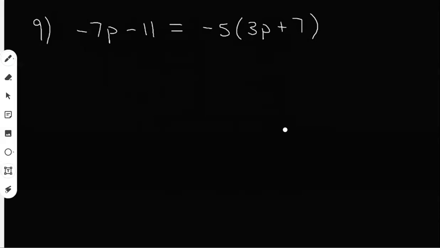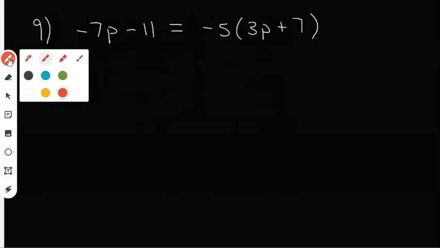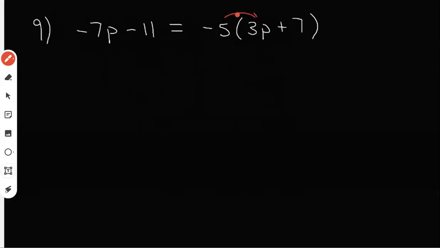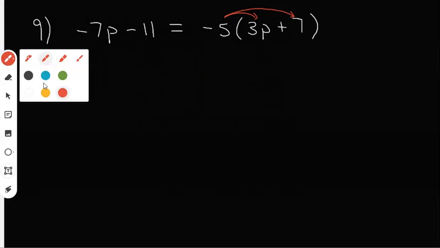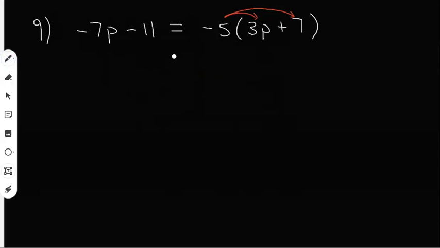Okay, so there are a couple ways you can do this, but ultimately you want to get the p terms on one side together. The first thing that I can do is I can do the distributive property on the right-hand side. So I can multiply everything on the inside by a negative 5. When I do that, I get negative 15p minus 35. But the left side is going to stay the same. We haven't done anything to that yet.